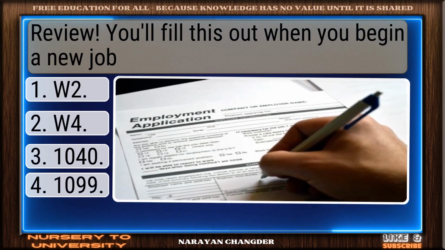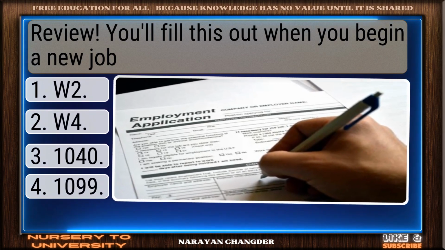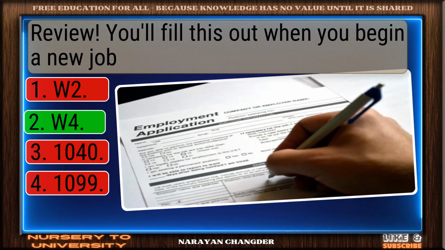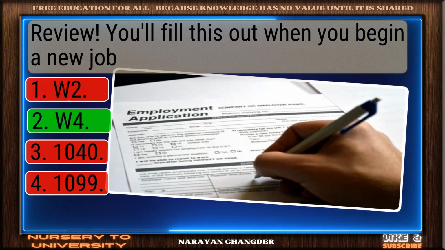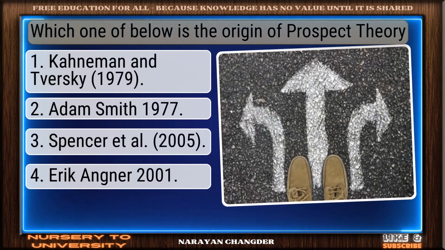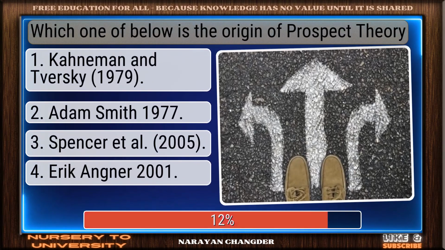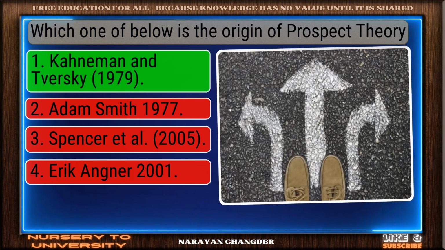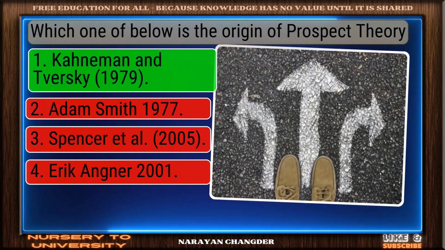Review. You'll fill this out when you begin a new job. Nicely done. W4 is a solid answer. Which one of below is the origin of prospect theory? Solid response. Kahneman and Tversky is a valid choice.